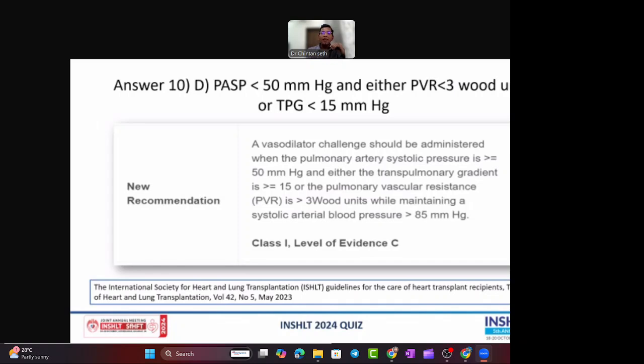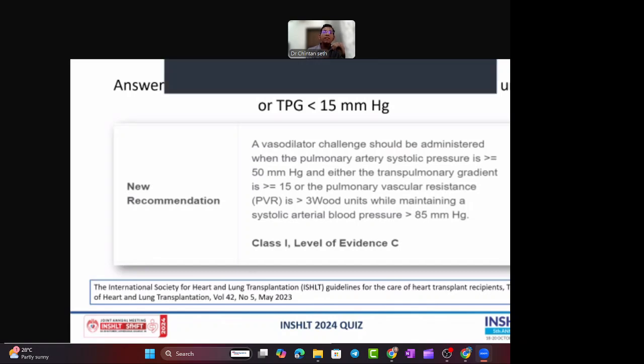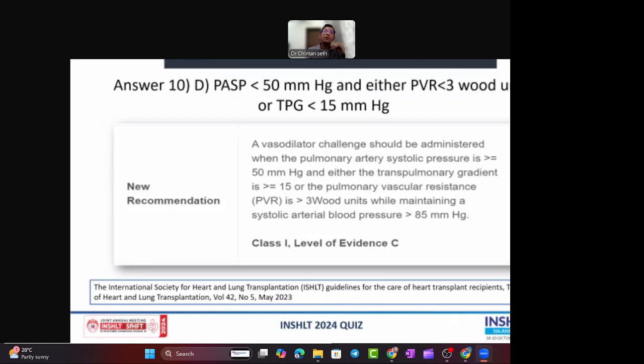So we have to do right heart cath, and what we see is that the pulmonary artery systolic pressure should be less than 50, PVR should be less than 3 Wood units, and the transpulmonary gradient, which is the mean PA pressure minus PCWP or LA pressure, should be less than 15 mm Hg. If it is higher at baseline, then we give a vasodilator challenge with milrinone or maybe levosimendan, starting dobutamine, or starting selective pulmonary vasodilators like sildenafil. So this is a very clear-cut guideline. Once this is acceptable, then we go for the further workup of the patient. Next, please.